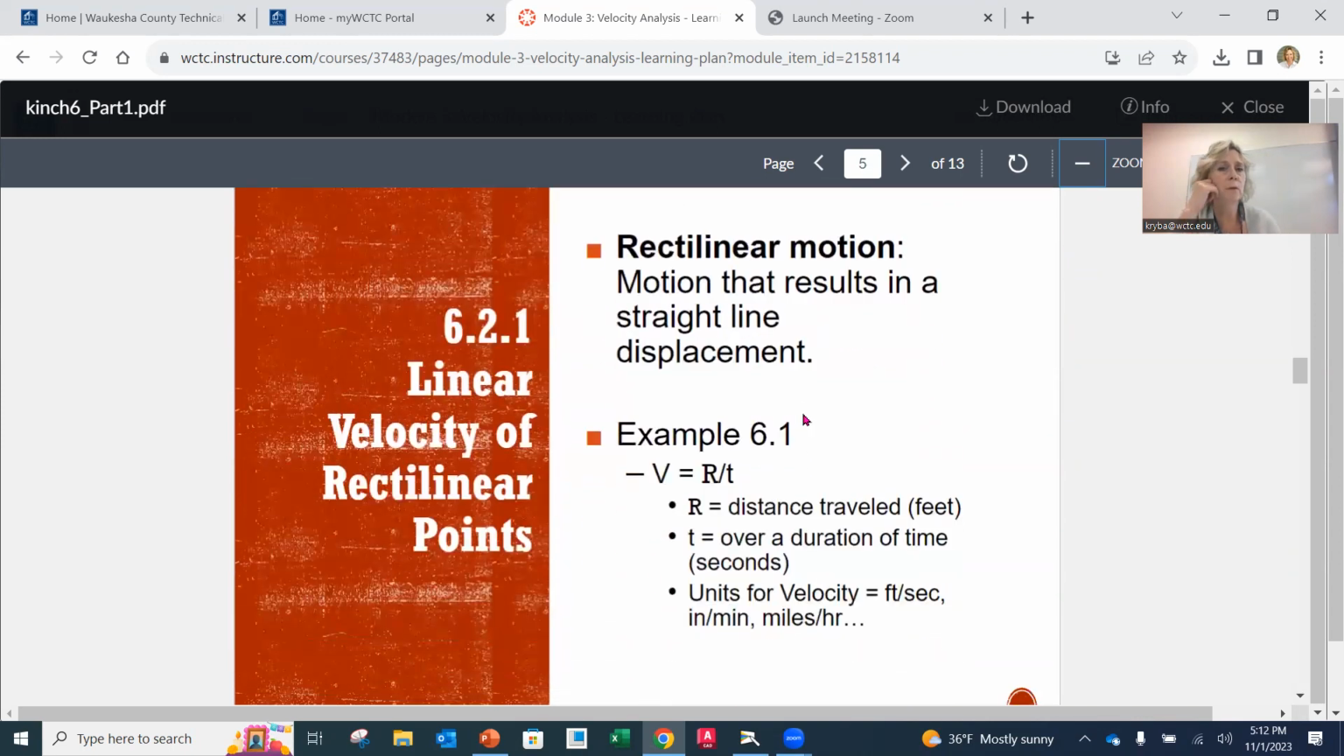Now, the first type of motion we're going to be looking at is rectilinear or linear velocity. Okay, and as we look here, that familiar equation, v is equal to r divided by t, or like I said, distance d or s over t. And we're going to look at example 1, which is at the very top of page 124.